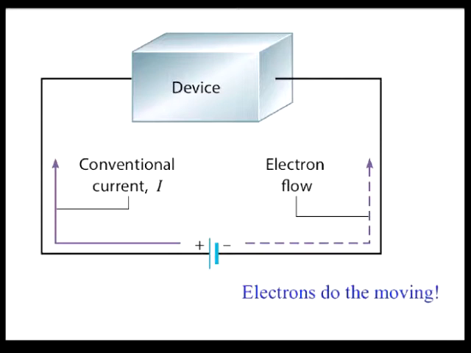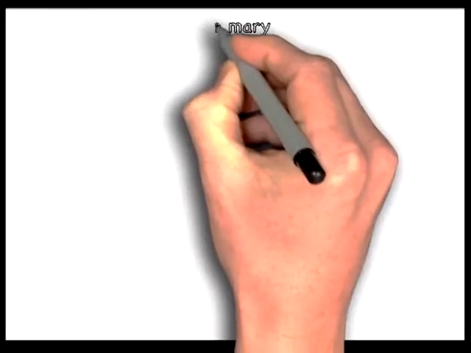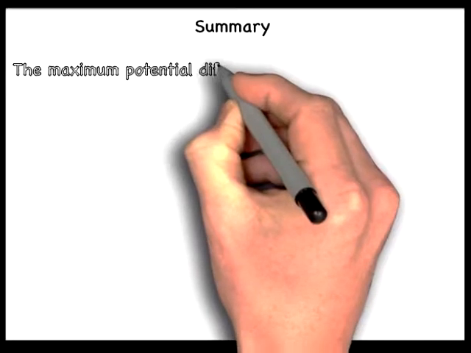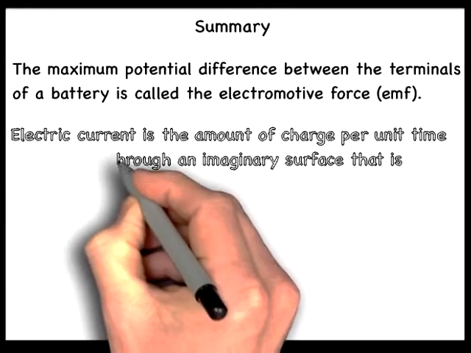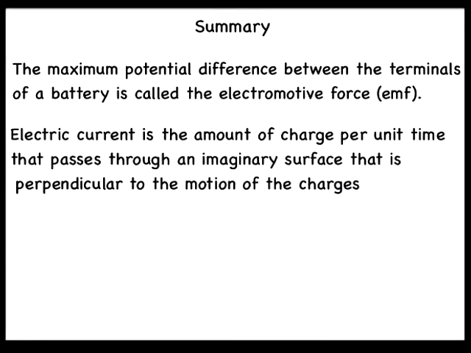We always use this symbol I to stand for conventional current. If we ever want to know the direction of electron flow, we know that the electrons always move in a direction opposite to the conventional current. In summary, the maximum potential difference between the terminals of a battery is called the electromotive force, or EMF. The electric current is the amount of charge per unit time that passes through an imaginary surface that is perpendicular to the motion of the charges, or I equals delta Q divided by delta T.